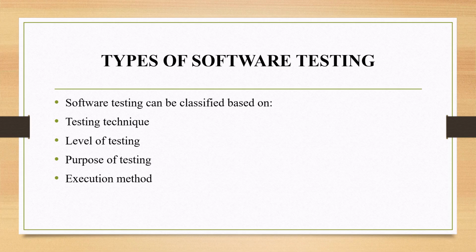The next one is based on purpose. First one is functional testing. It checks whether the software performs required functions. For example, login, registration and payment. Next one is non-functional testing. It checks the quality aspects like performance, speed, security and usability. These are the types of software testing.